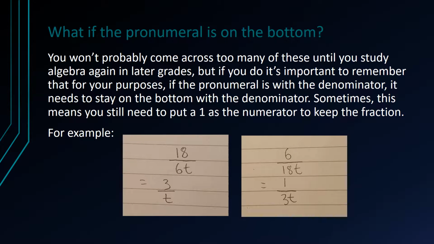And in this example, if we have 6 divided by 18t, so we sort of flip this fraction around, then we have to again divide by 6, but we need to keep at least a 1 on the top. So 6 divided by 6 is obviously 1. So we can simplify this down to 1 on top, and 18t divided by 6 is 3t. So our simplified version of this one is 1 over 3t.